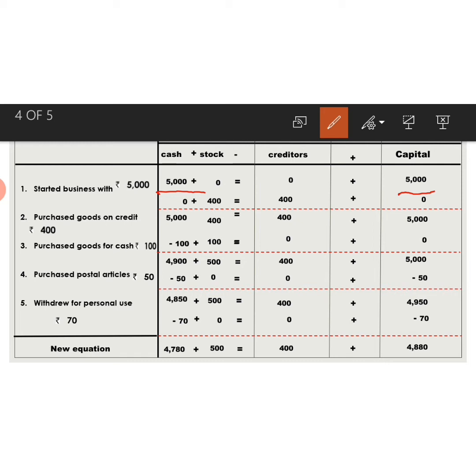Now the second transaction: purchased goods on credit rupees 400. Since goods are purchased, it will increase the stock, so you have to add rupees 400 to the stock. And again, this 400 should appear on the liability side under creditors, because this purchase is done on credit.